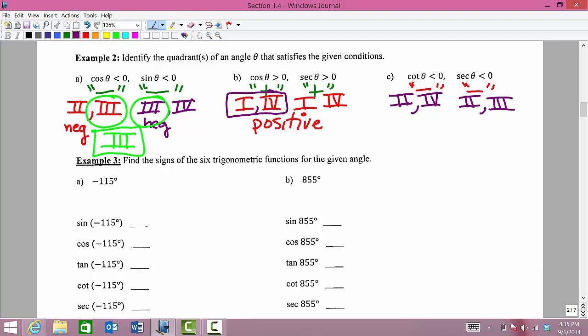So which quadrant are we talking about if we must have cotangent being negative and secant being negative at the same time? Well, they would both be negative at the same time in quadrant 2. So in quadrant 2, both of these functions would be negative.